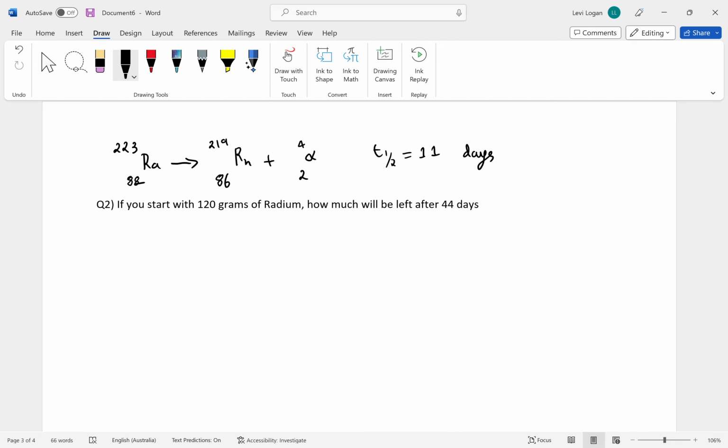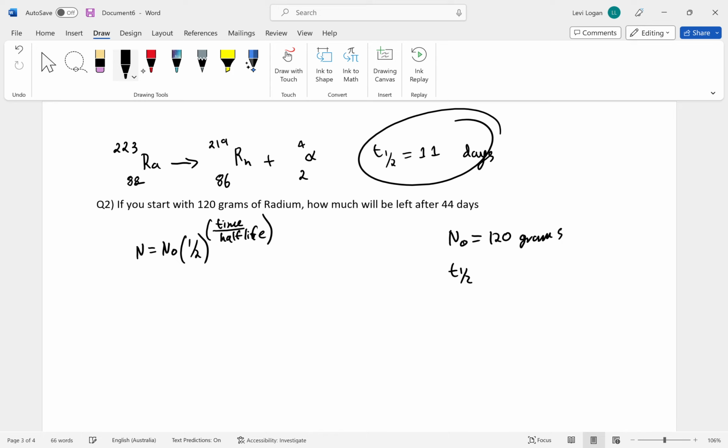Alright, straight off the back, let's write our formula. So N equals N0 multiplied by a half, all to the power of time over half-life. N0, our initial amount, is 120 grams. The half-life, up here, is 11 days. How much will be left after 44 days? So we've also been given the time. So time is 44 days.